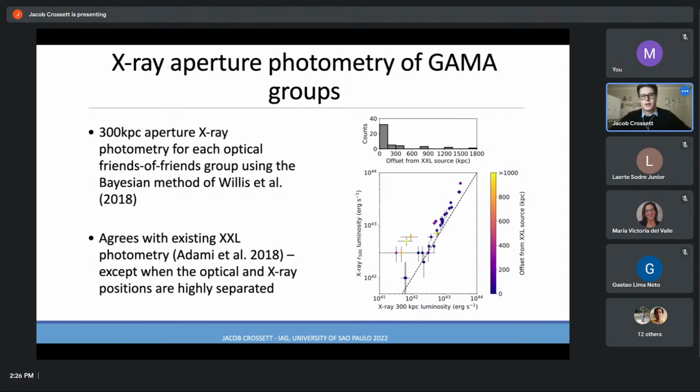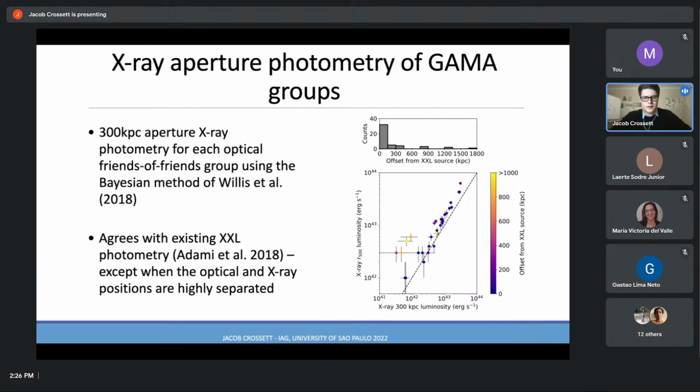Now, the Bayesian method that we use to do this is from Willis et al. And the posterior distribution actually allows us to get upper limits when there is no flux within the aperture. So we actually have upper limits as well as measured groups.